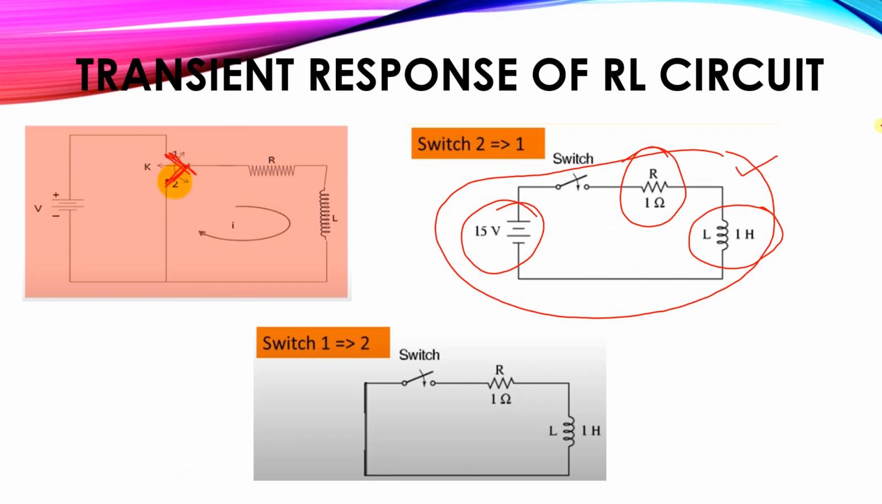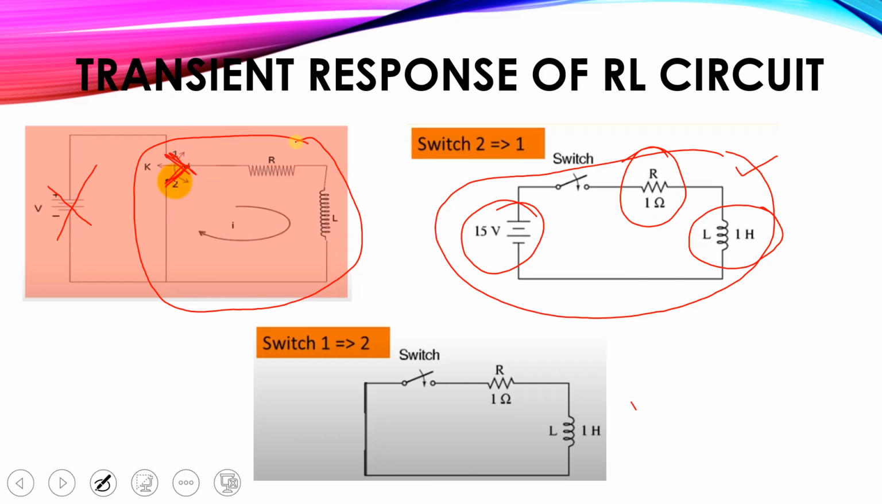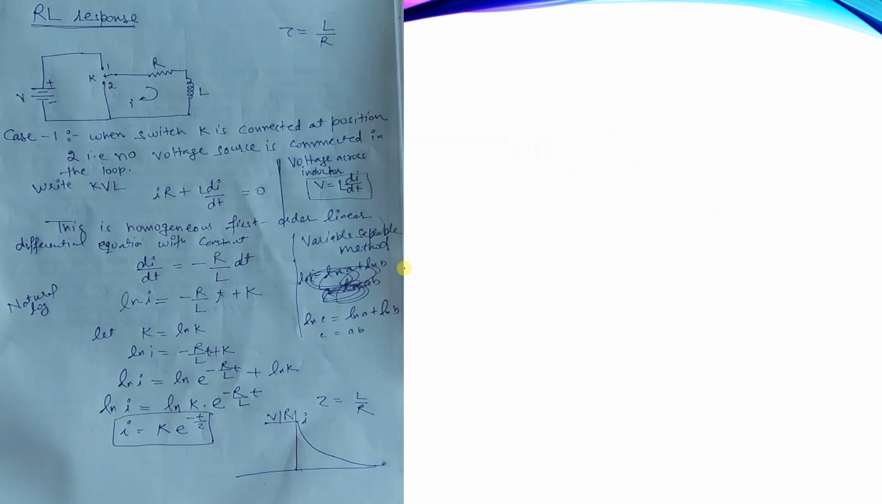The second circuit shows that when the switch moves to 2, at that time this source is disconnected and we are left with this circuit. When we redraw this circuit, it will become like this. This is a short circuit and this is the switch when it is connecting to 2, with the resistance and the inductance. Here we are having the case when the switch is connecting with 1. So next, we are considering its response.